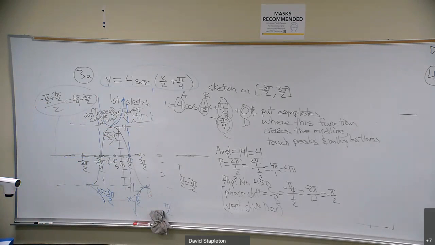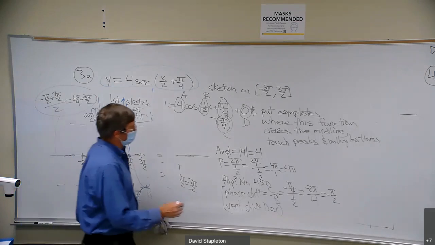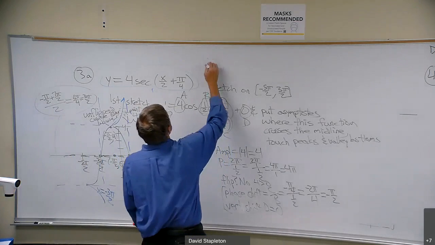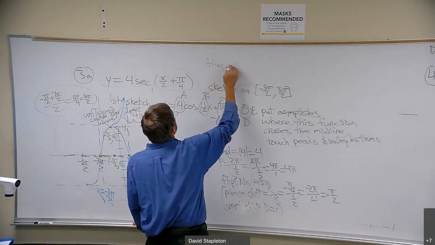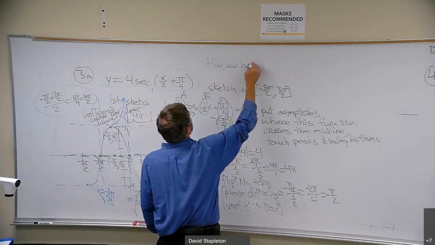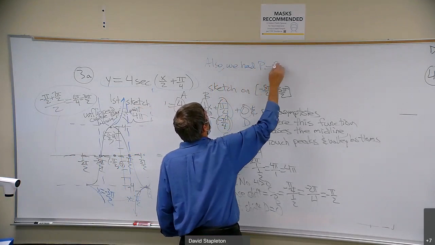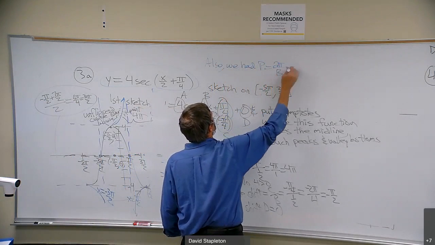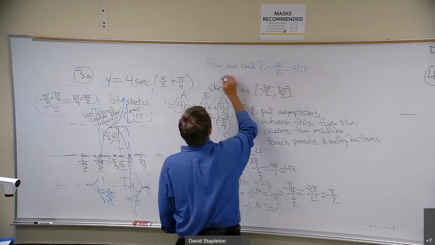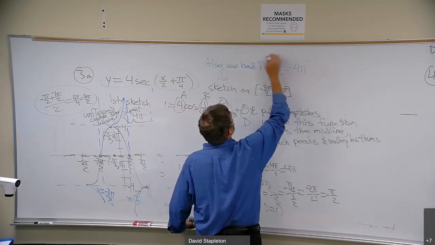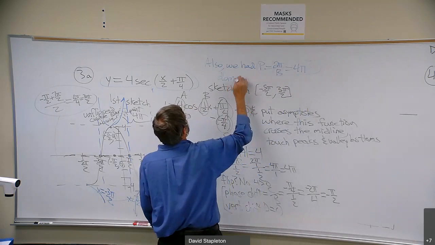Sketch was part of it. Along the way, though, we found the period was 4 pi. We had period equals 2 pi over b. We computed it was 4 pi. And then what's the domain? That was part of the question. What's the domain of this function?